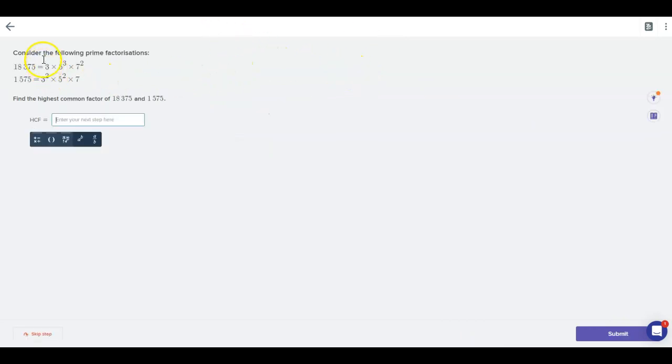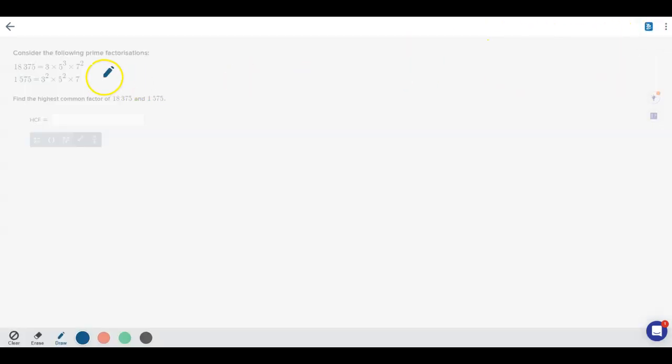In this one it says, consider the following prime factorizations. And here we have two numbers, 18,375 and 1,575. It says again, find the highest common factor of both numbers. Again, it's done the prime factoring for us, but it's easier to work if these prime factors are in expanded form. So the first thing I'm going to do is rewrite these index notations as extended form.